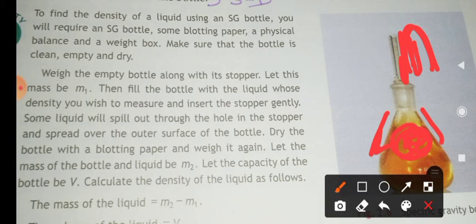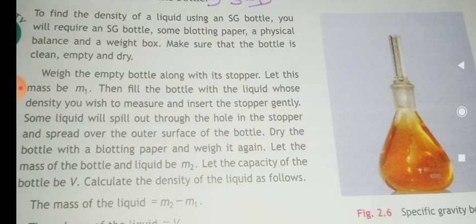This is the specific gravity bottle, and you have learned what relative density is. So these are the two methods to find the density of a liquid. Hope you have understood.